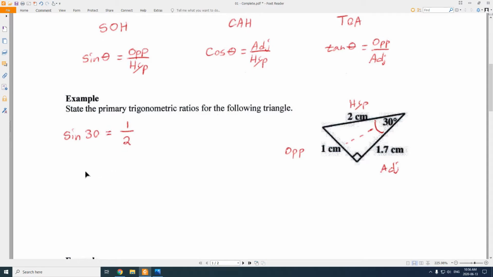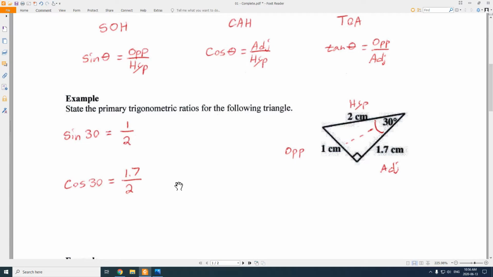All right, let's set up our next equation. Next equation, we'll use CA, so the cos equation. Cos theta is adjacent over hypotenuse. So plugging in everything from this triangle, cos of theta is cos of 30. That's the angle we're looking at. Equals adjacent, which is 1.7, divided by the hypotenuse, which is 2. Okay, so there's our next equation.